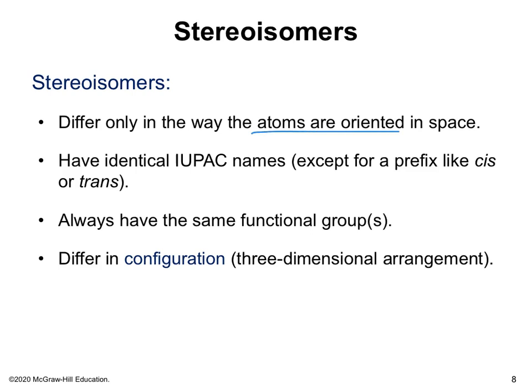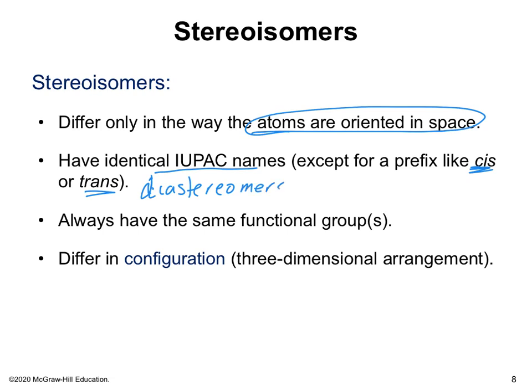Stereoisomers differ in the way the atoms are oriented in space. And so they're going to have identical IUPAC names, except if they have a prefix like cis or trans, that's going to make them diastereomers. See the word stereomers already in there. They're always going to have the same functional group because they're going to have the same name, except for the cis and the trans. Different in configuration. Configuration, we're going to get even more specific, and you're going to assign R and S to the stereocenter.